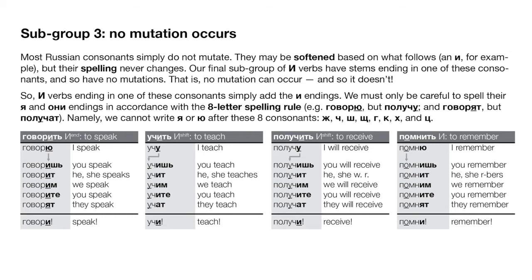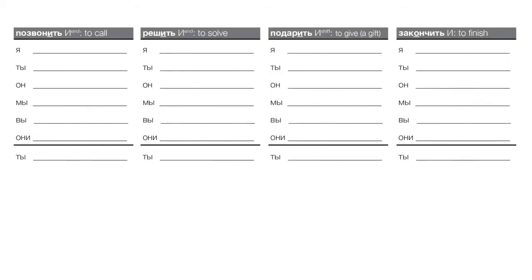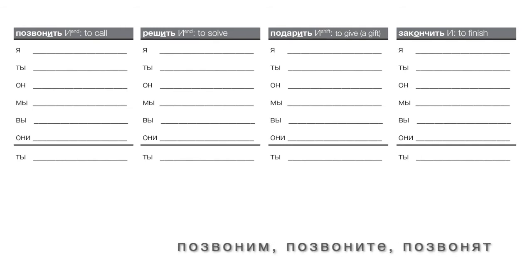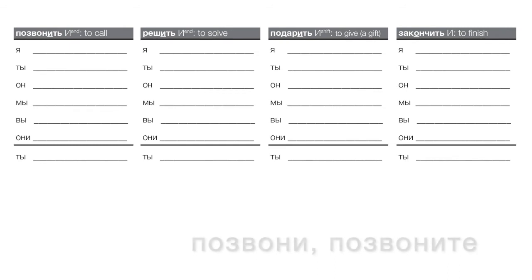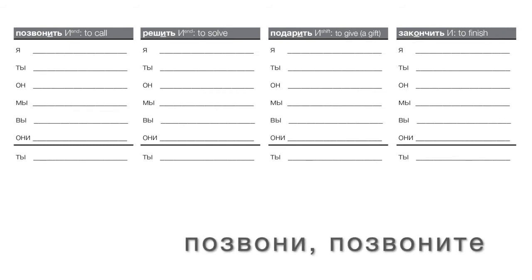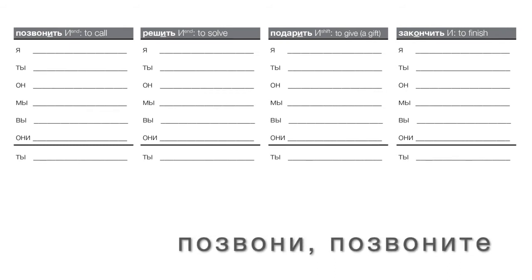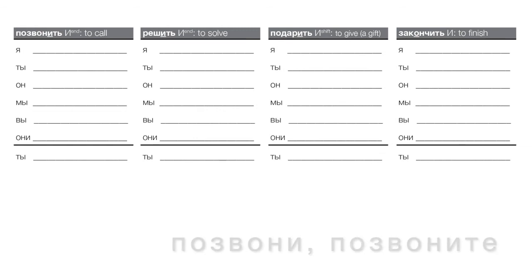Okay, let's see. Let's do a few of these examples where there's no mutation possible. Позвонить, that'll be позвоню. This is end-stressed. Позвонишь, позвонит, позвоним, позвоните, позвонят. Imperative, позвони. Решить. Okay, again, final consonant is ш. That can't mutate, so it doesn't.